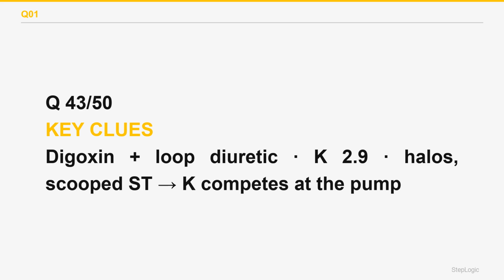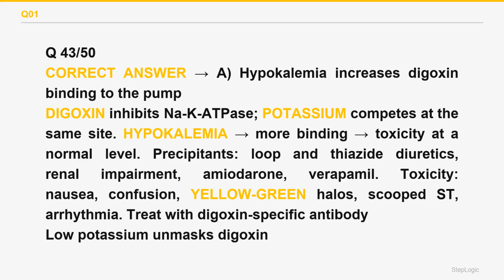Choice E states the relationship backwards, and choice C would reduce rather than increase toxicity. The correct answer is A. Because the interaction is competitive at the target rather than a matter of drug levels, the practical rule is that potassium must be monitored and repleted in every patient taking digoxin with a diuretic. Choices B and D describe plausible-sounding pharmacokinetic mechanisms that do not apply.